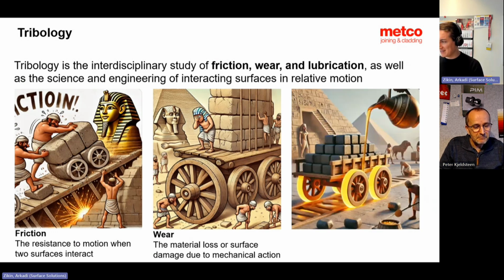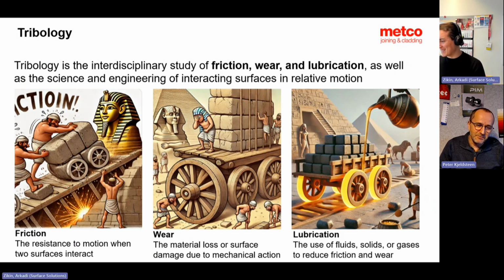And finally, this is a funny one. That is lubrication, but looping the wheels directly is a bit strange, but it looks like oil. But at the end of the day, the point here is we see that all those three words, friction, wear, and lubrication, which is nothing else than the use of fluids, solids, or even gases to reduce friction and wear, are all united, connected to each other.